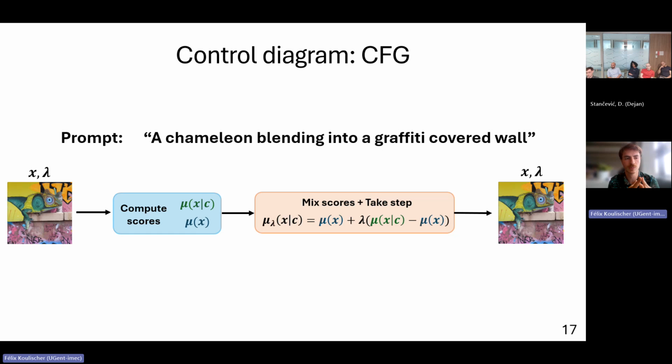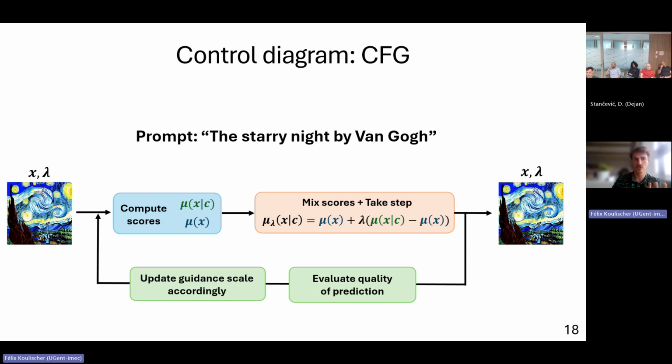And so here the prompt is a chameleon blending into a graffiti covered wall, which is kind of a difficult thing to do. So a high guidance scale can be chosen. But what we argue is that imagine that you do the same thing. So you still apply a constant guidance, but now you try to do it for the Starry Night of Van Gogh, which the model has seen very often, right? It's really seen that prompt, so it really knows where to go.